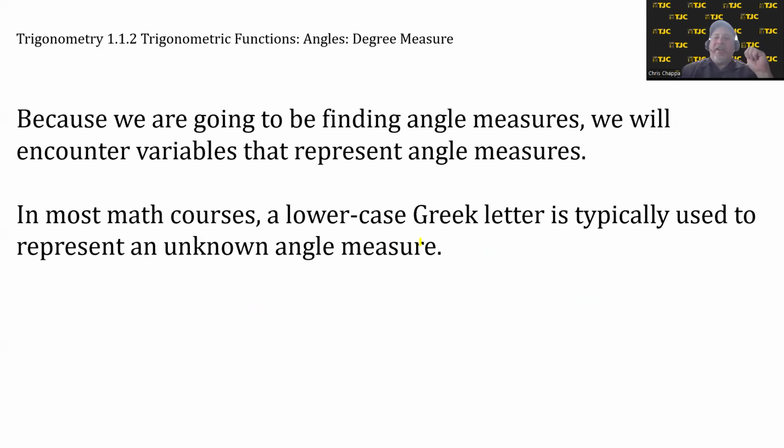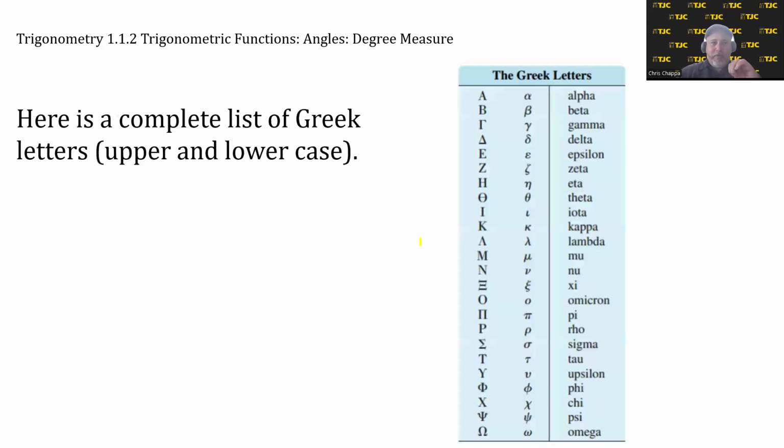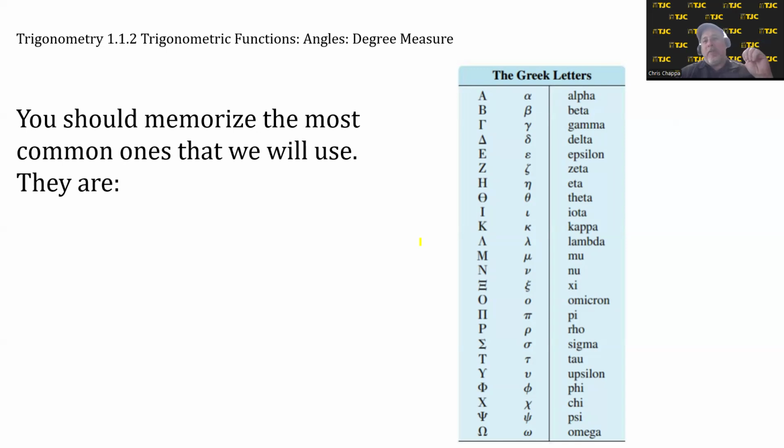Now, because we're going to be finding angle measures, we'll encounter variables that represent angle measures. In most math courses, a lowercase Greek letter is typically used to represent an unknown measure. Now, here's a complete list of Greek letters, both upper and lowercase. I don't know them all. I recognize them all, but if I were to cover it up, I couldn't tell you what they all are or the correct order.